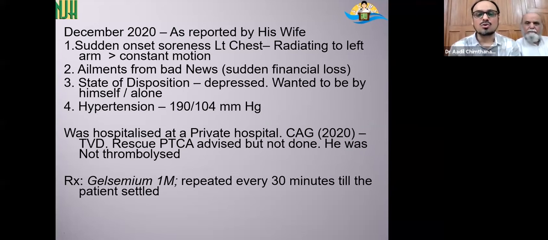Now, let's go to the first consultation, because at that time, the gentleman was actually in the ICCU. But they did not want to undergo rescue angioplasty, because when you see his disease, the doctors there suggested that at least do an angioplasty now, so that you'll be saved. They suggested a second option of thrombolysis, but he did not want to get thrombolyzed, and neither did he want to do a rescue angioplasty.